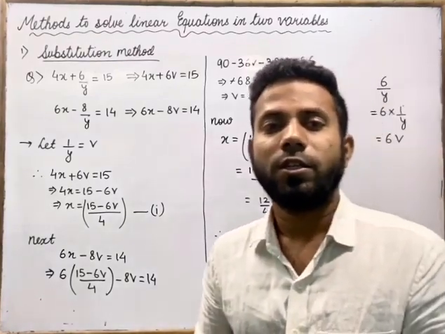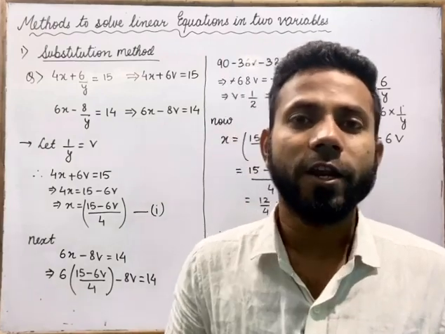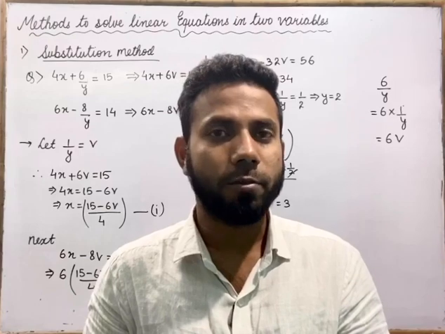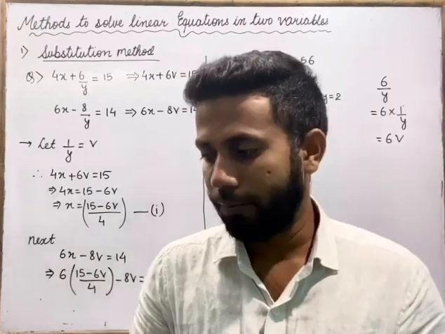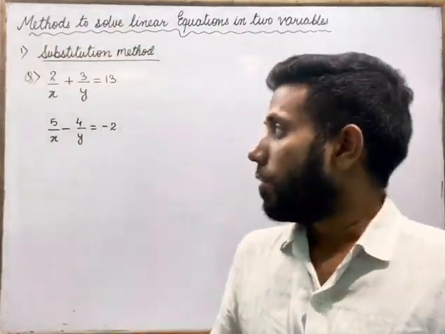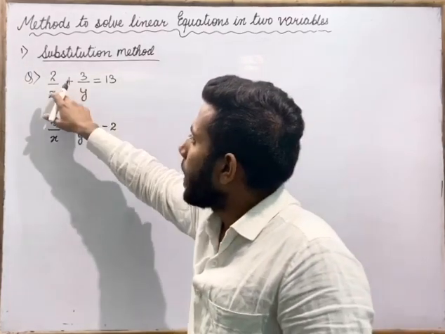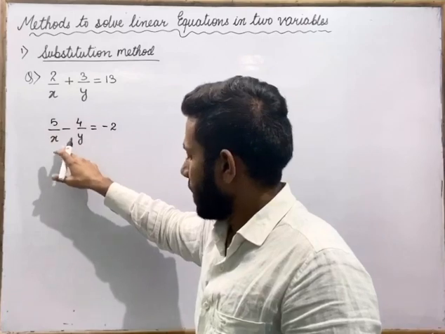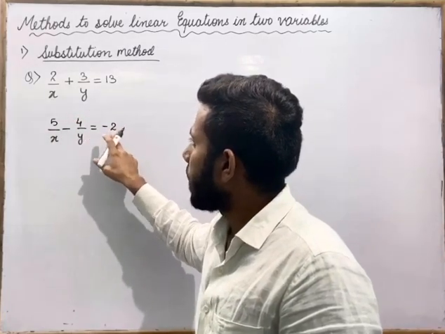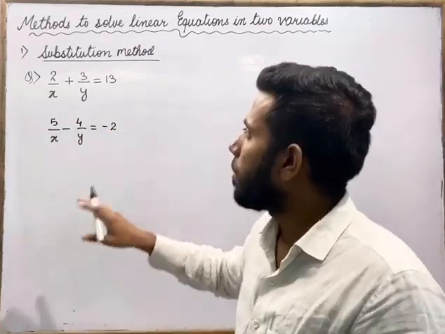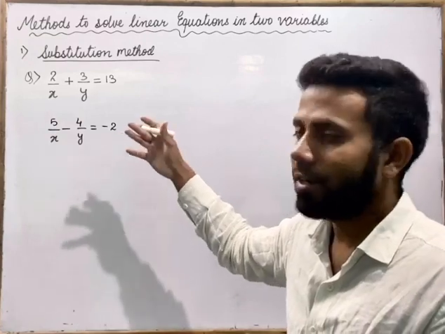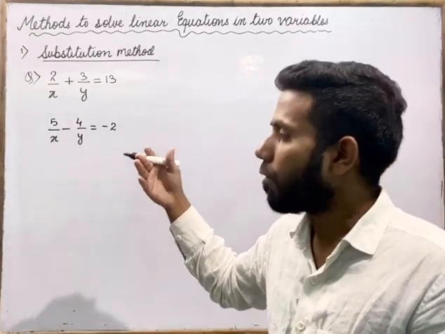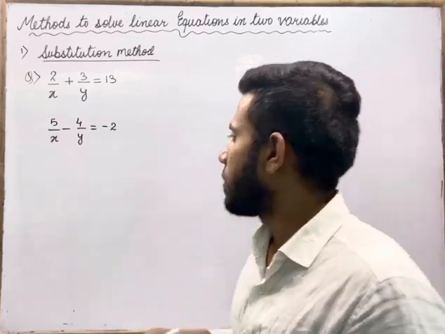So you have seen that in this one of the variables was in the denominator. Now we will do a question in which both the variables will be in the denominator. So we have got another question: 2 by x plus 3 by y equals 13, and 5 by x minus 4 by y equals minus 2. We look here that both the variables in this question are present in the denominator, so we have to change it into the form of u and v. So let us begin.